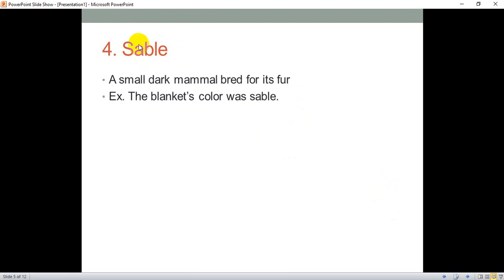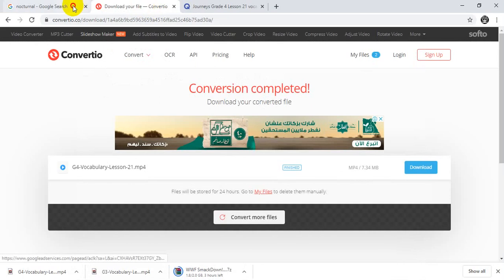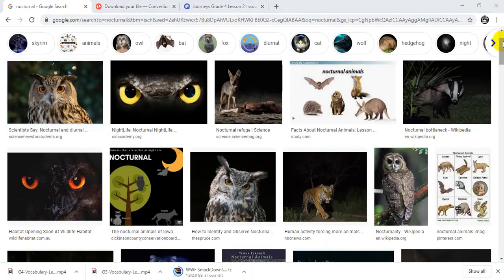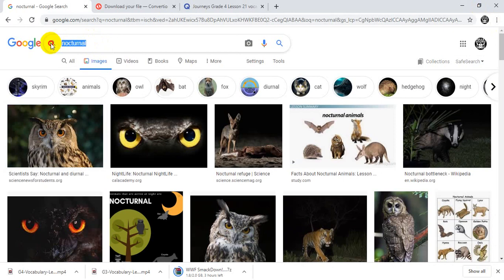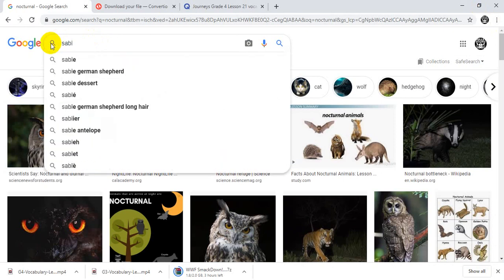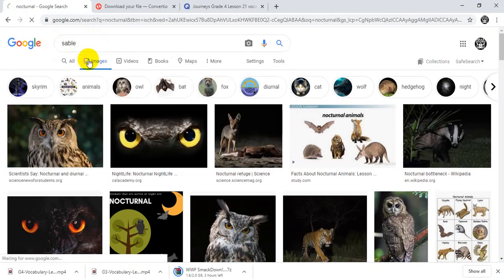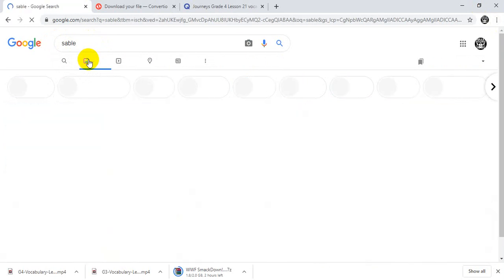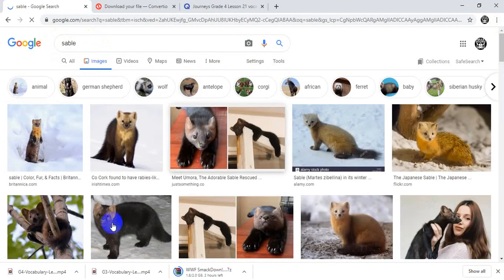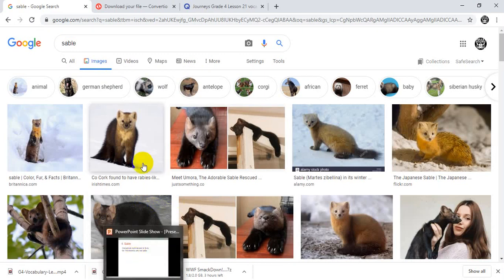Sable. So a sable is a small, dark mammal, bred for its fur, okay? And we can take a look at a picture of a sable right now. So this here is a sable. Okay, it has very dark fur that people use to make certain clothes and items and stuff like that, okay? So, sable is this mammal that we can see over here.